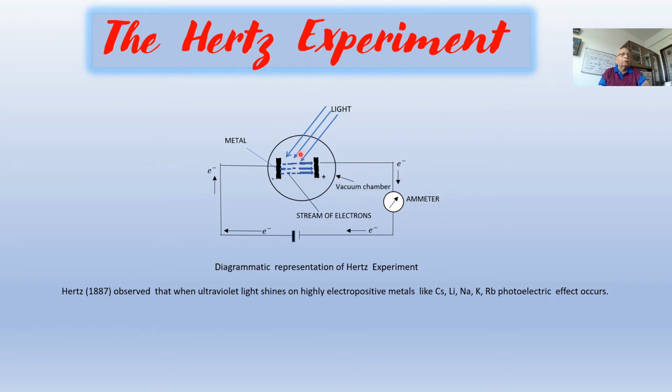So, when the light is struck over the metal, the electrons were released from cathode to anode, and the circuit is complete like this. The diagram simply represents this Hertz experiment. Okay. Stream of electrons coming over by light effect over the metallic surface.